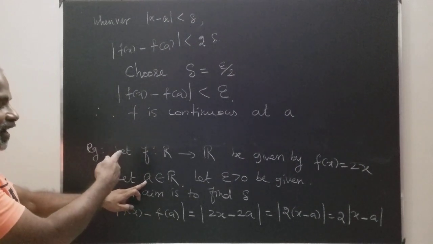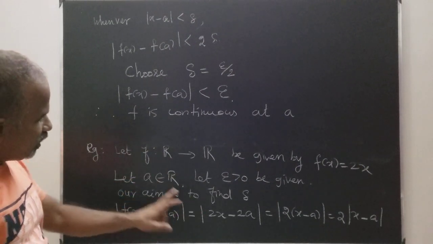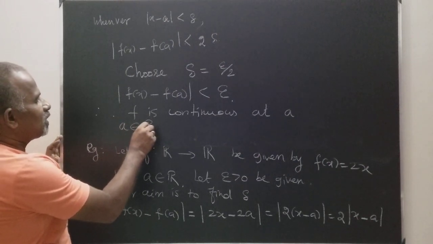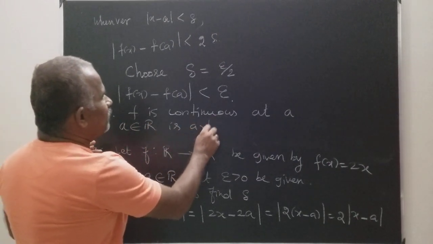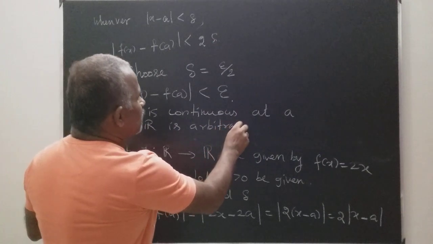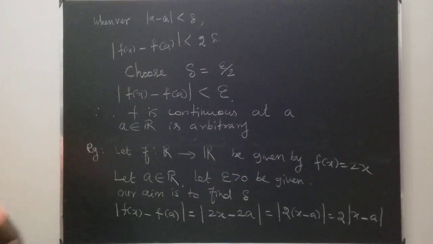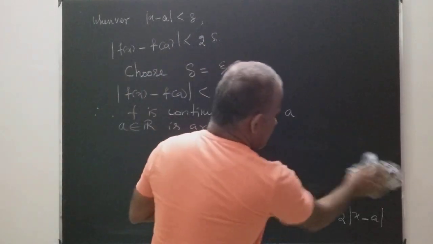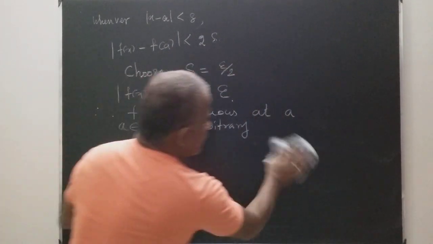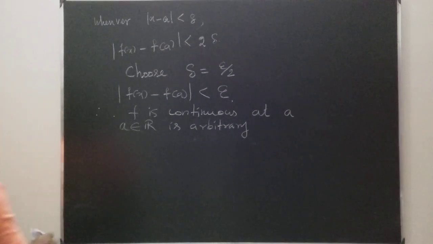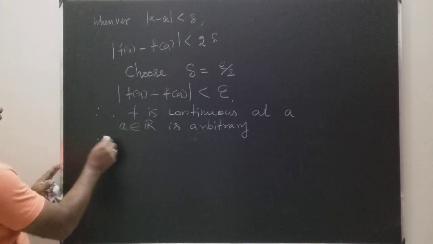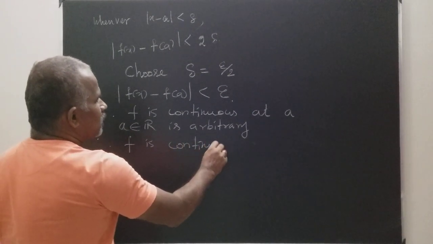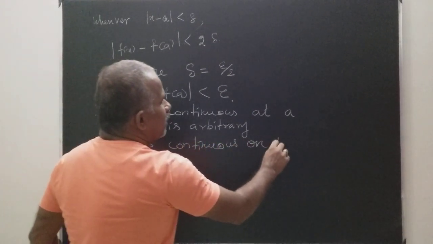If you take another a, the same thing holds. Therefore, a belonging to R is arbitrary, and therefore f is continuous on R.